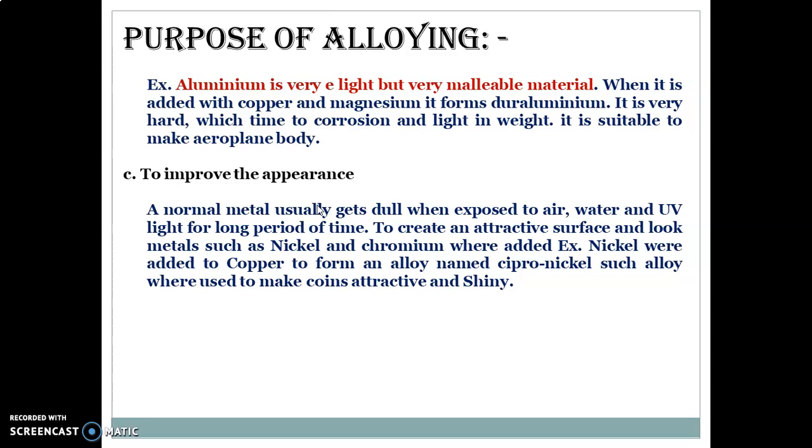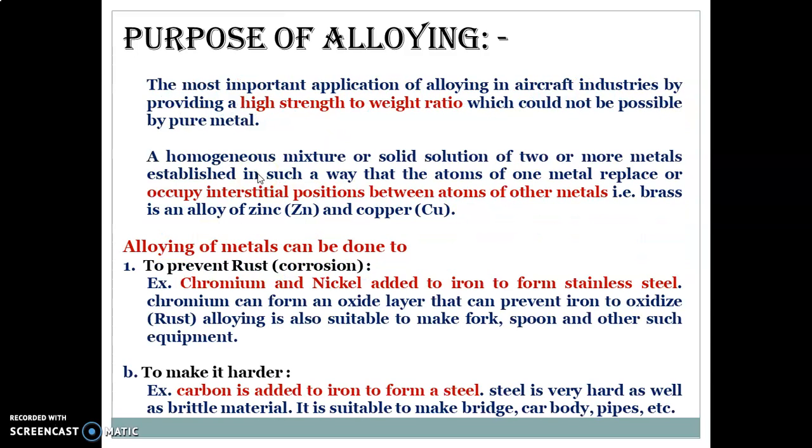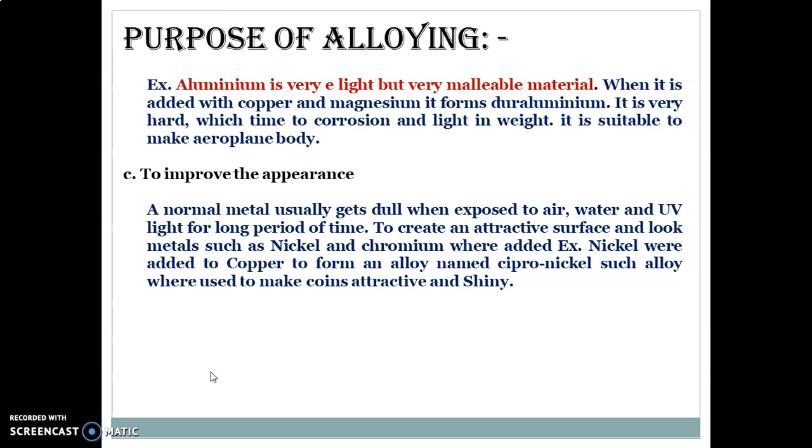So one example is given here, that nickel when added to copper forms an alloy named cupronickel, and such an alloy is used to make coins which are attractive and shining. So the purposes of alloying, we can see: to prevent rust, to make the particular alloy a harder phase, then to improve the appearance. So we can say that these are the purposes of alloying.